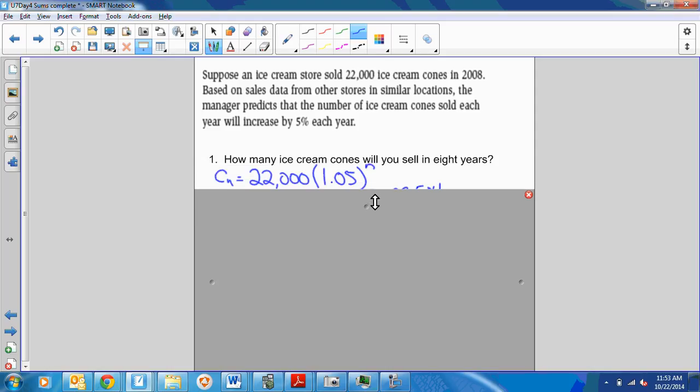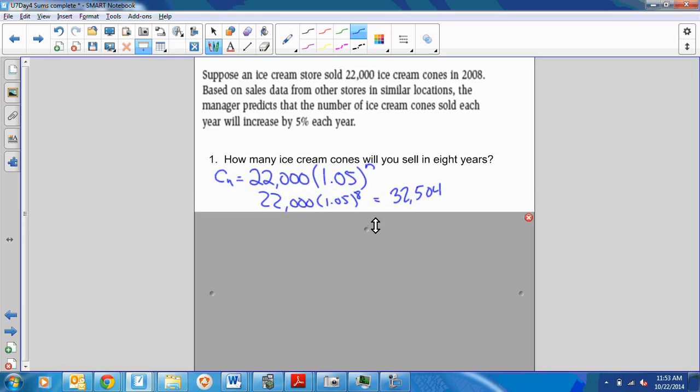So what I can do is make the exponential equation for this. There's my initial value. I have my r to the n. And really all I have to do to find the 8th year is plug in 8. I want to go 8 total years. I'm going to sell 32,504 cones.